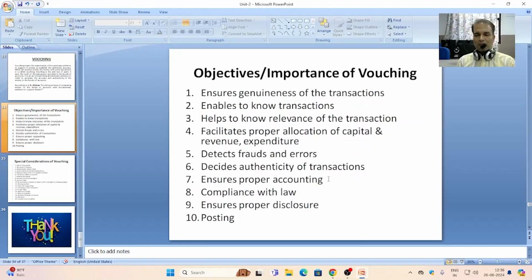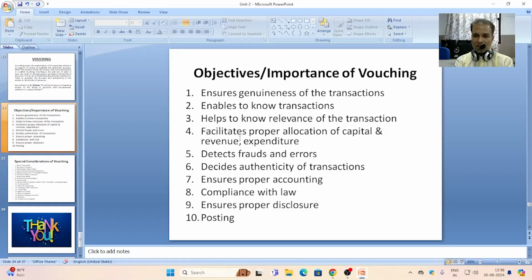So as a pillar of the auditing process, vouching has various objectives. On the basis of its objectives, vouching is very important. So we can conclude objectives as the importance of vouching. The first is ensuring genuineness of the transactions. Only those transactions that are recorded in the books of accounts may be treated as genuine, for which documentary evidence is there. And to find the documentary evidence, vouching should be included in the process of auditing.